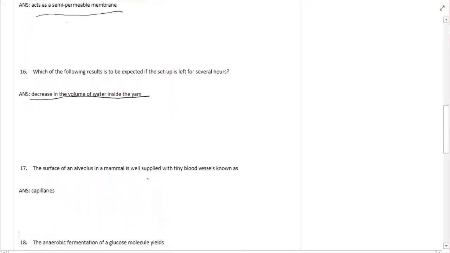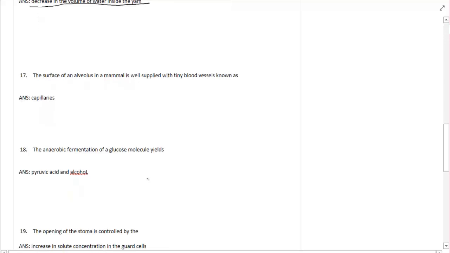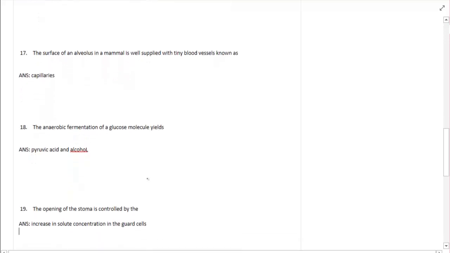Question number 17. The surface of an alveolus in a mammal is well supplied with tiny blood vessels, known as what? Known as the capillaries. Capillaries are the first blood vessels which branch from the arteries.